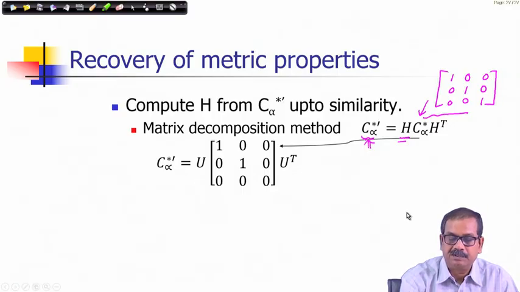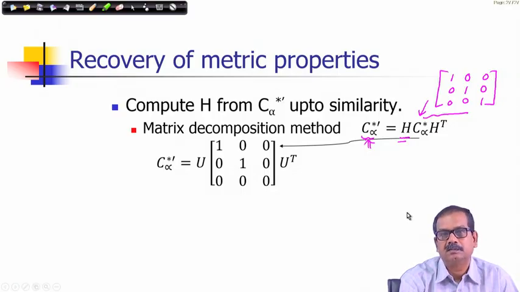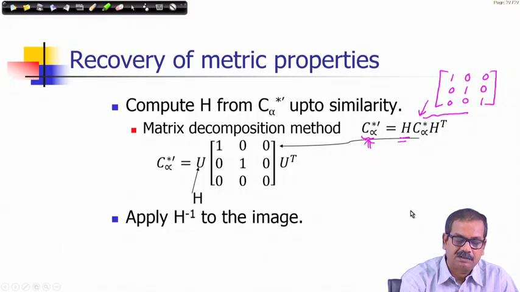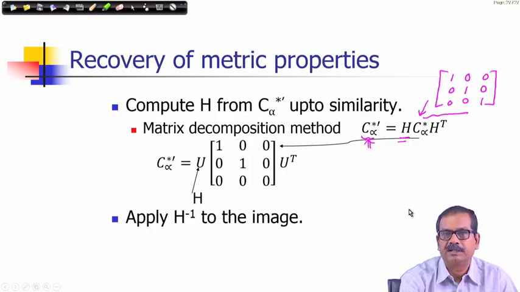So, as you see, the middle one satisfies the structure of C infinity star, the dual line conic at infinity, and then we can take U as the homography, and apply the inverse of this homography to the image to get the rectified image, or to recover the metric properties. As I mentioned, you can get the ratios of the distances.